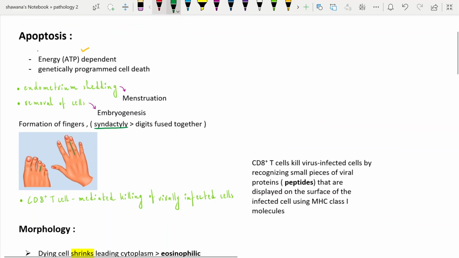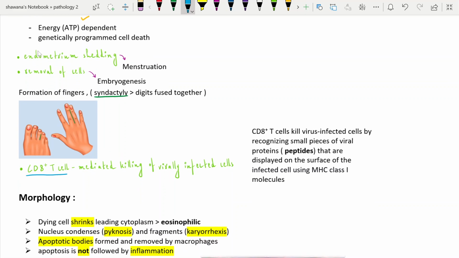Okay. The third example of apoptosis is CD8 positive T cell mediated killing of virally infected cells. What does it mean? It means that if a cell is infected by viruses, then these cells present the viral peptides by the MHC class 1 on their surfaces. So CD8 positive T lymphocytes recognize the virally infected cells, and they mediate apoptosis among them.